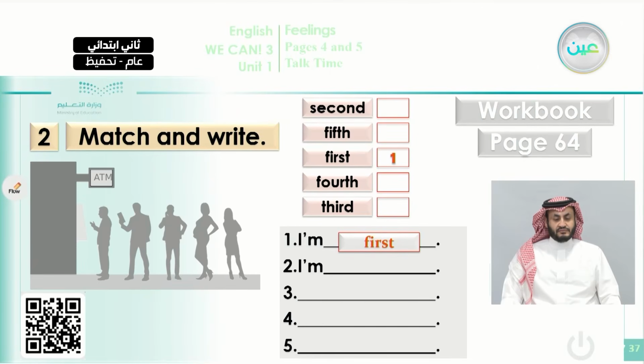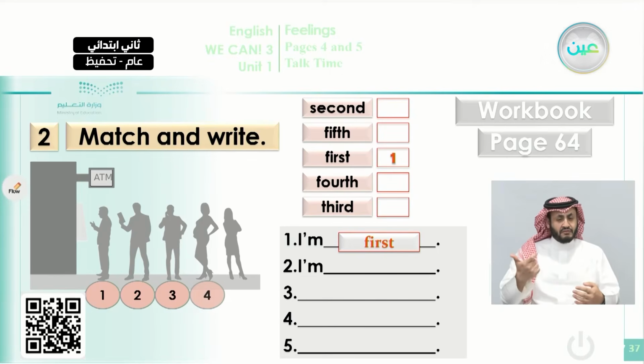Now, let's practice the ordinal numbers. You can see in the picture here, there are 5 people. They're waiting at an ATM machine, maybe withdrawing money or depositing money. They are waiting in a queue, in a line, as you can see here. Which one is number 1? This is number 1. This is number 2. This is number 3, number 4, and number 5.